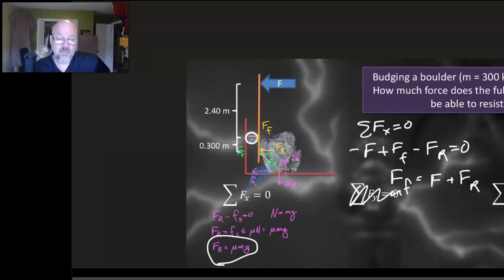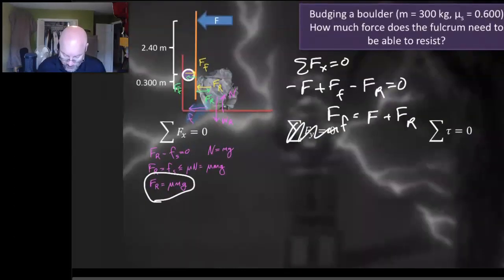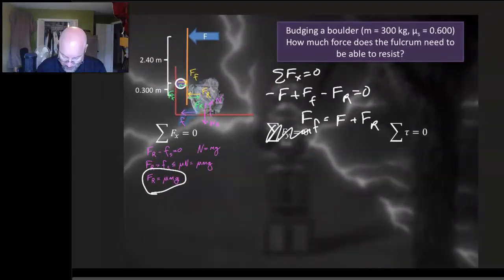Now how are we actually going to get any more information out of there? Because we know F sub R, but we don't know F sub F, the fulcrum, and we don't know capital F either. But that's okay, because we have a whole other equation, which is our torque equation over here. What I'm going to do is put my pivot up here. That way, the value of F doesn't matter, and all I have to deal with is F sub F and F sub R.